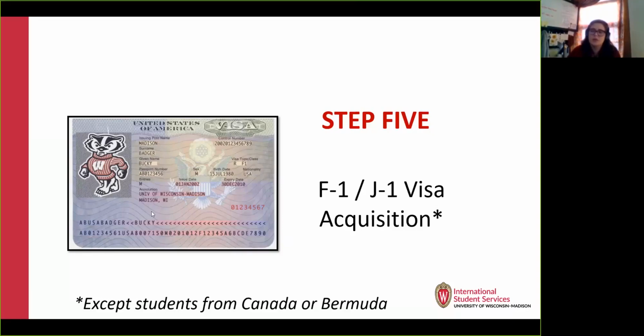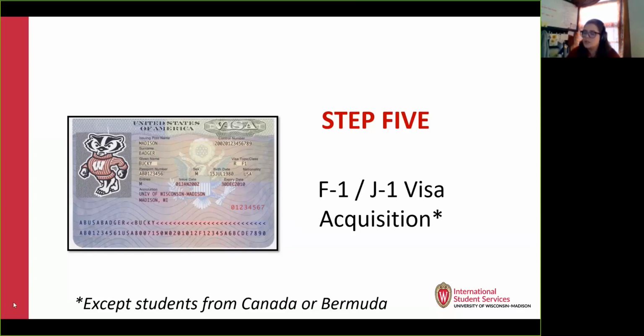Sometimes they don't, and that's okay. You will see that under number of entries, I have M, which means multiple, so that's good. That means I can use this visa as many times as I can afford, probably, in between these dates, as long as I still have a valid I-20.